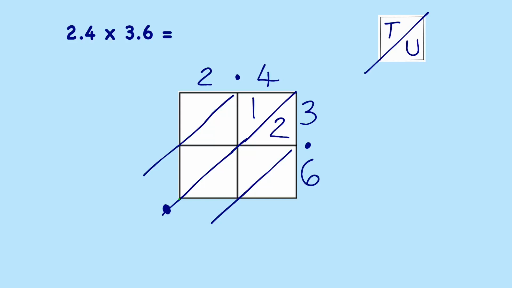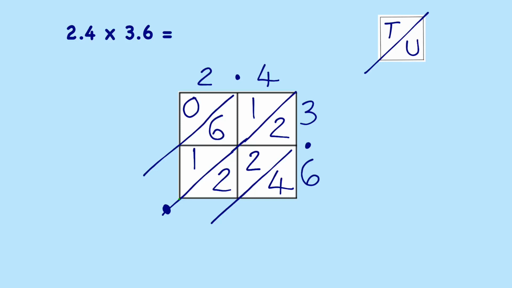So now I can do 2 times 3, and 2 times 3 is 6. So that means there are no tens and 6 units. Then I'm going to do 4 times 6, and 4 times 6 is 24. So that's 2 tens and 4 units. And then 2 times 6. And 2 times 6 is 12, which is 1 ten and 2 units.